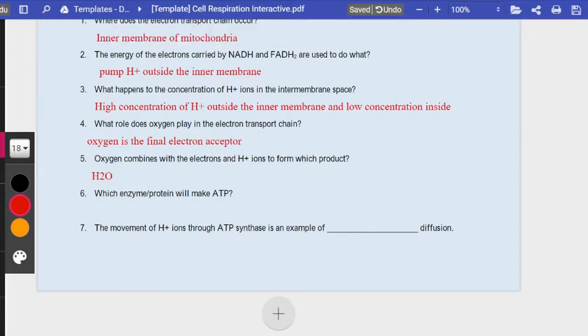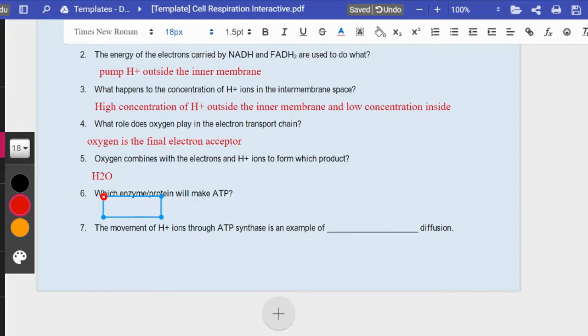Which enzyme or protein will make ATP? Well, it was the same one we had in photosynthesis in the light-dependent reaction, and it's called ATP synthase. Because it synthesizes or makes ATP, that's why they call it ATP synthase. And the movement of H+ ions through ATP synthase, that would be an example. Remember, if it goes straight through the phospholipids, those balloons and strings, it would be simple diffusion. But since it needs a protein to go through, that would be called facilitated diffusion.